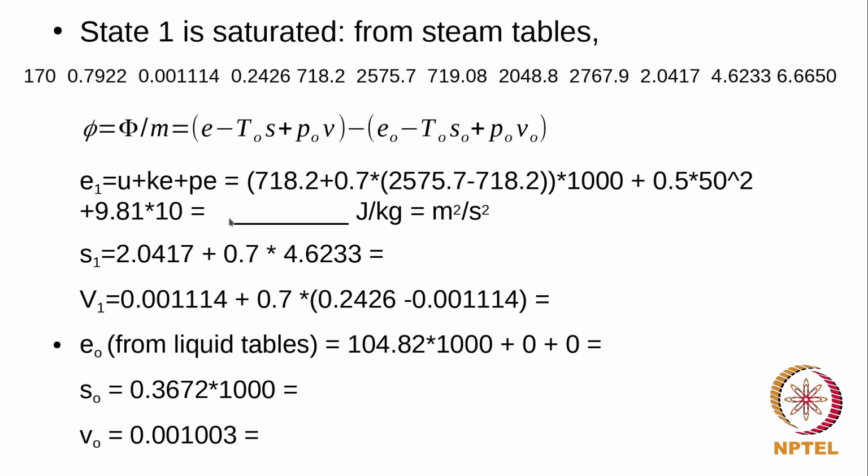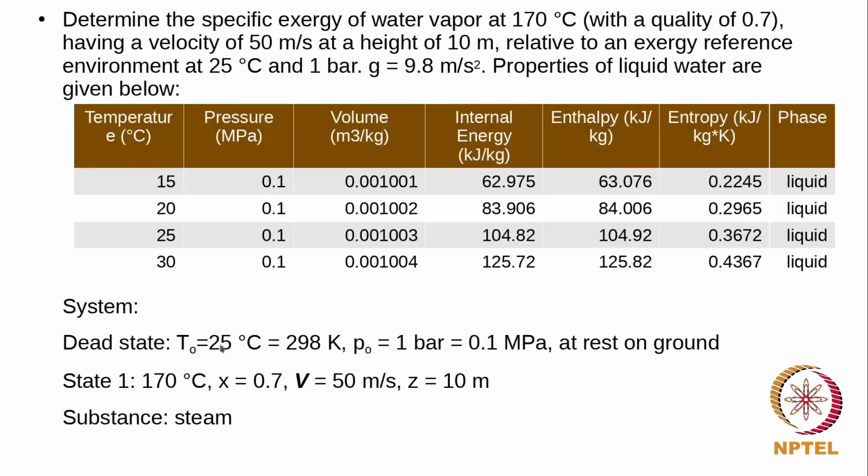So up to here we have looked at this term in its entirety. What we need are these values. So E naught corresponds to water at the reference conditions. The reference conditions are 298 Kelvin and a pressure of 1 bar.